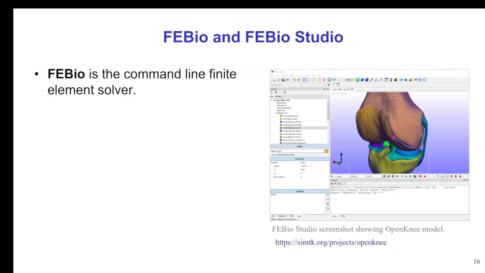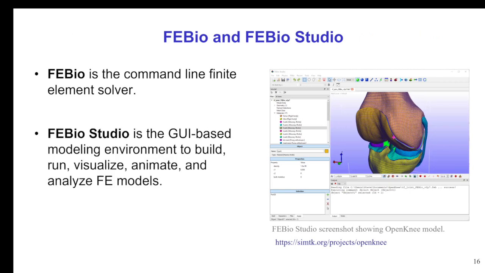Our project has two pieces to it. FEBio is the command line finite element solver. Usually after you build a model, you analyze it with FEBio, and you can run that from the DOS prompt or from the Linux prompt, or you can run it from within the user interface, which is FEBio Studio. So when you download FEBio, you get FEBio Studio and the solver. They all come across at the same time.